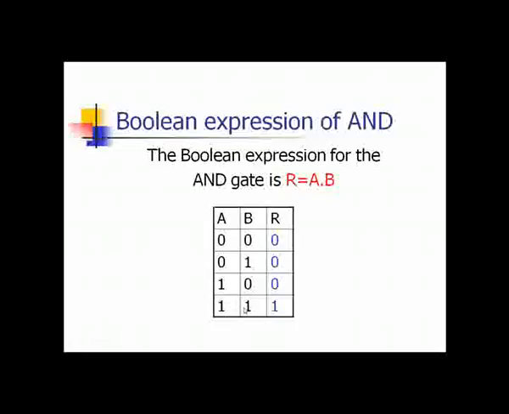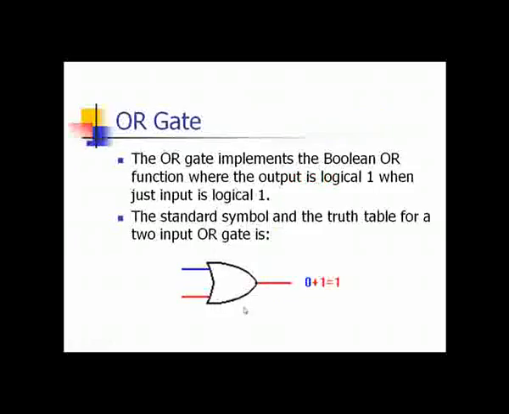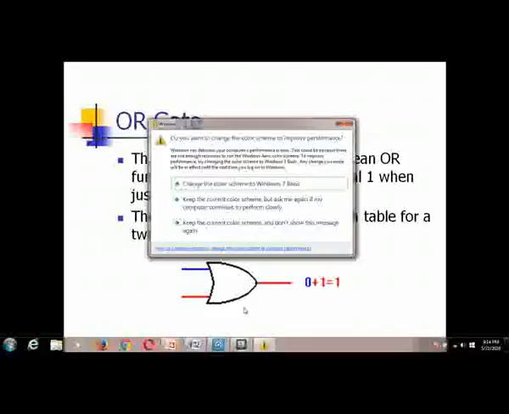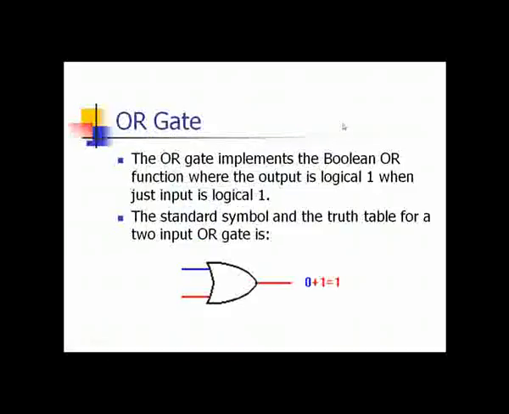Now let us see the implementation of OR gate. OR gate implements the addition function, that is, logically it is called the OR function. So whatever inputs are given, they are added with each other and the respective value is represented across the output terminal. This is the standard symbol of OR gate. And now let us see the truth table of this OR gate.